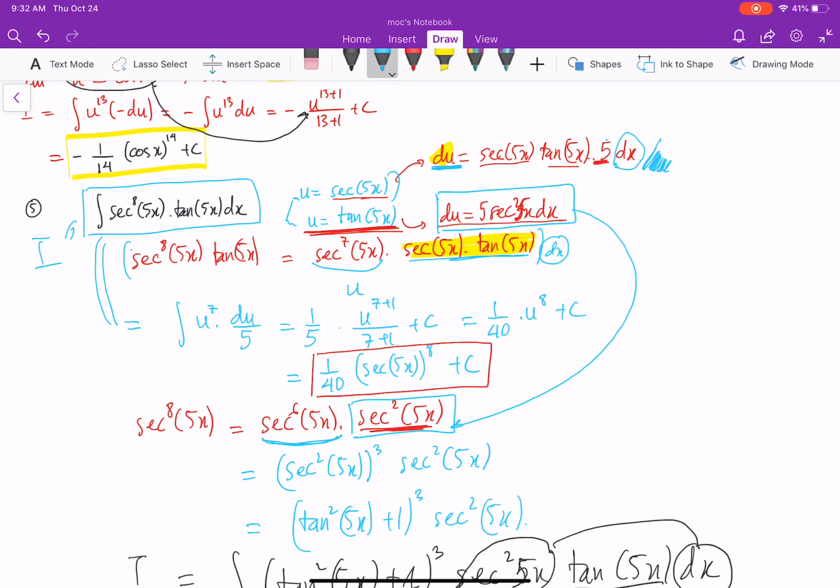All right, so here is the experience from this example. If you see something like that, with secant to the 8 or secant to an even power and then tangent, probably you put u equal to secant. Okay, so I hope that this video is useful for you, and look forward to seeing you in a new video. Bye bye.